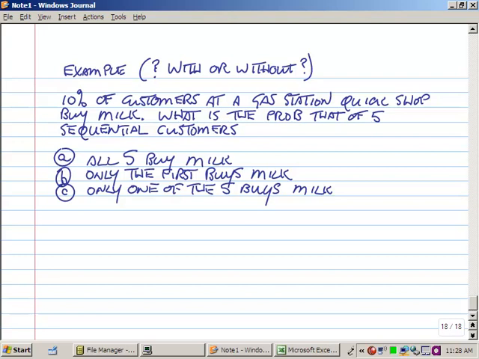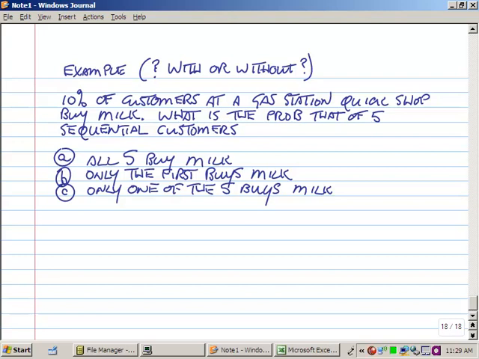Alright, so this problem, as I said, could either be with or without replacement. If you have a problem without replacement, like candy in a jar, you need to be told that, for instance, 50 people came in that day, 5 of those 15 bought milk. Okay? And then you could answer those probabilities. That's when it's sampling without replacement.